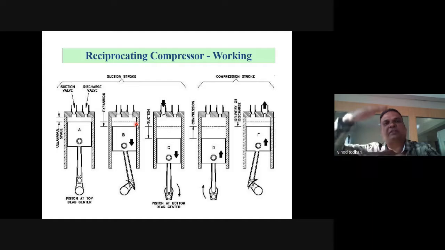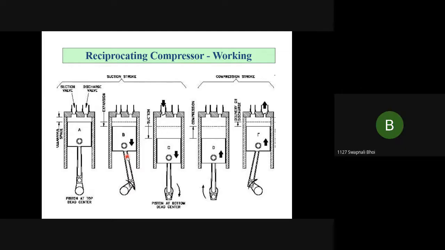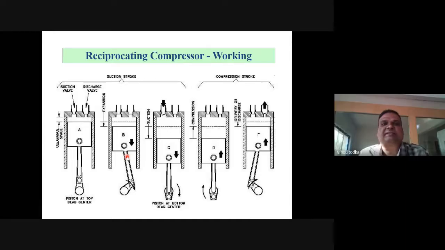Okay, so the piston performs reciprocating motion, right? And what is the function of this connecting rod? This connecting rod converts rotary motion of the crank into reciprocating motion of the piston. Excellent. See, in an IC engine also we use the same mechanism. Only there power is given from the piston to the crank.